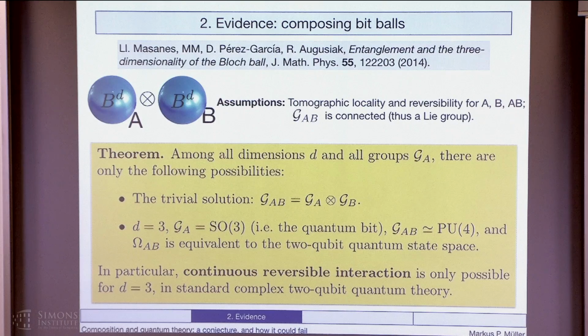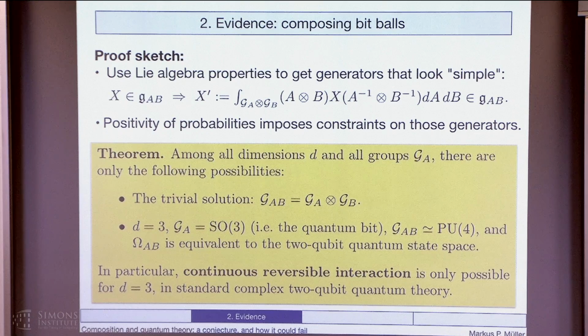Okay, so how do we prove that? Just a little sketch. Suppose we have some generator on AB that generates some transformation. We have no idea what that looks like, some linear thing. But then since we have a Lie algebra, we can use all these Lie algebra properties and do some local rotations, integrate over them, and this way construct some simpler Lie algebra elements. Then we take these simpler Lie algebra elements and see if they preserve positivity of probabilities.